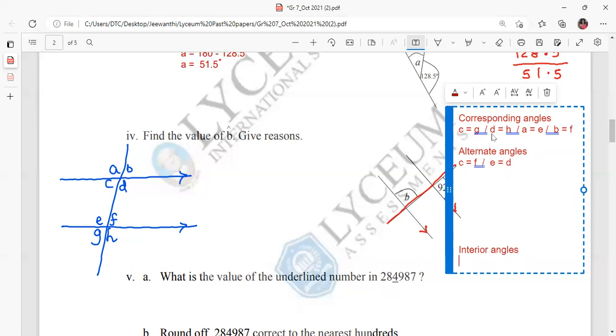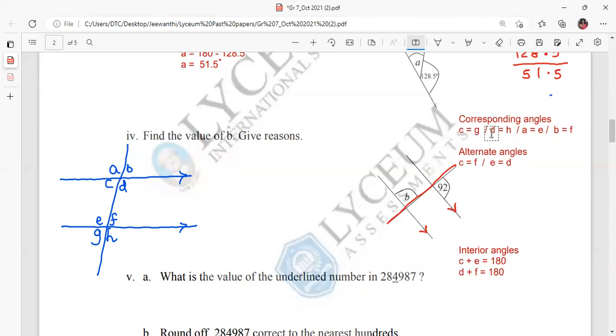We have C and E. So you add them together, it should be equal to 180. Then you get D and F. When you add them together, it is 180. Right? So those are the theory, the knowledge you should have before coming for this question, right?